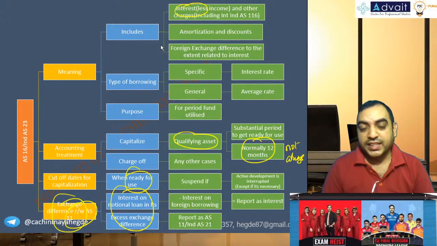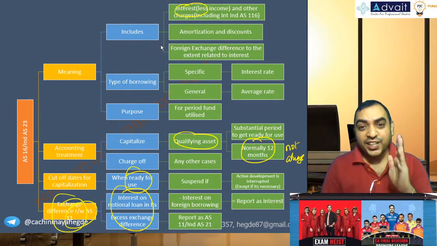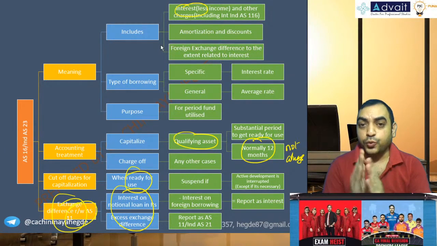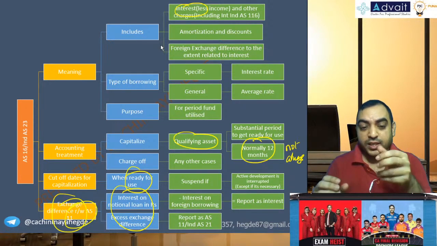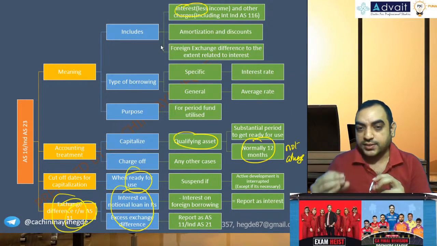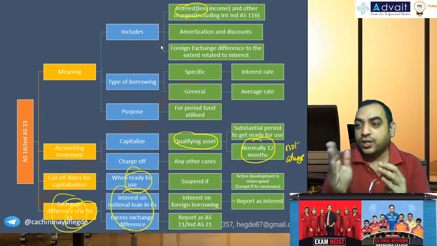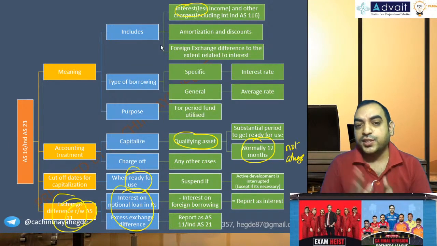How to remember this standard? The standard remembering is very, very easy. In English, A for 1, B for 2, C for 3. Borrowing is 2, cost is 3. So borrowing cost, BC. So Ind AS 23.